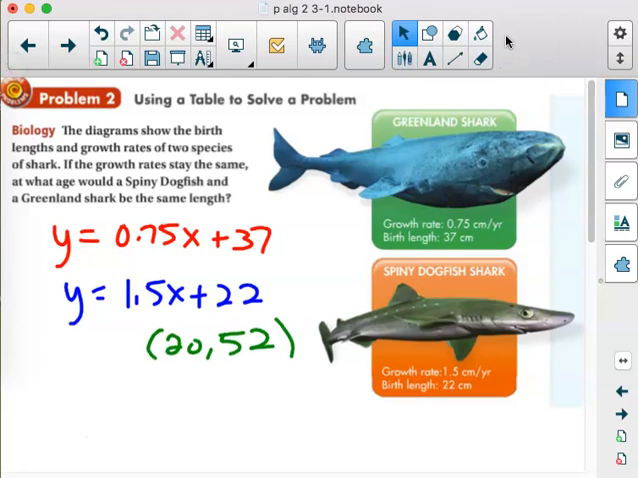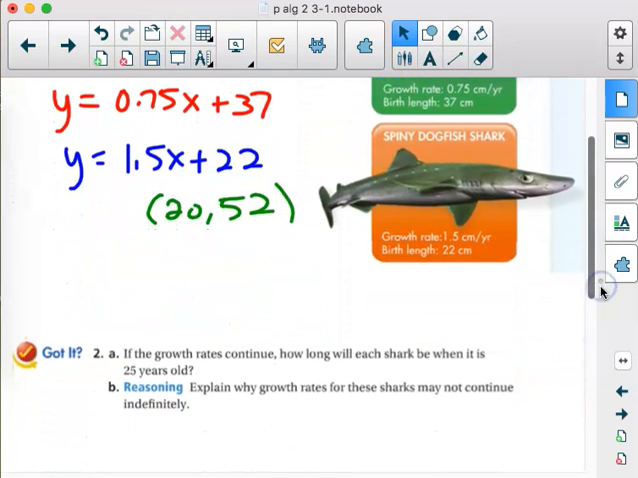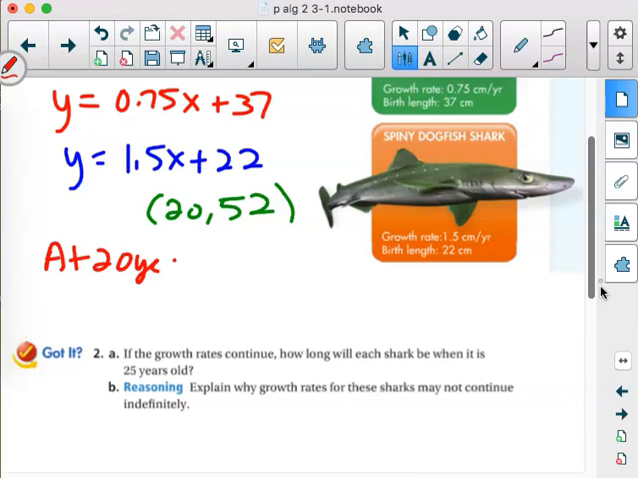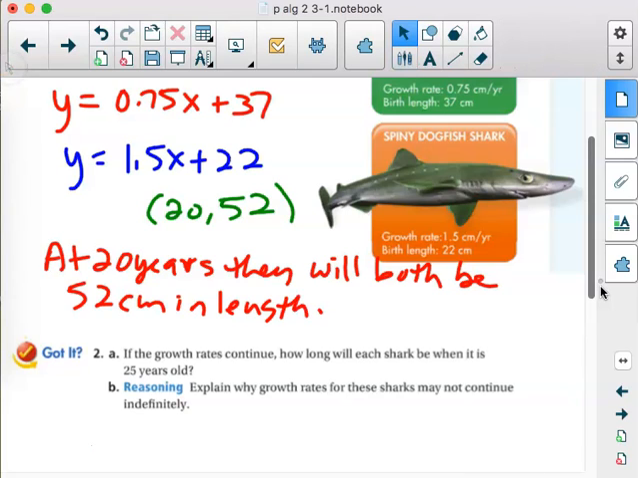But we don't write answers to word problems as ordered pairs. So that's why I made a point of saying at 20 years, they will both be 52 centimeters in length. Should make it readable and understandable. So 20 years old, those two will be the same size.